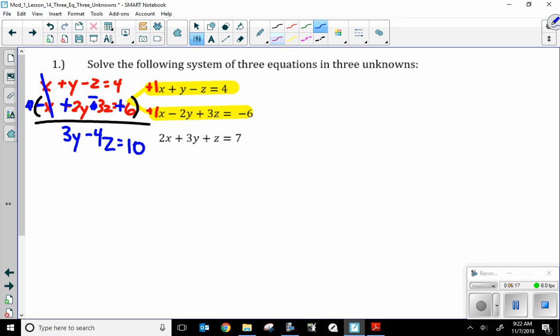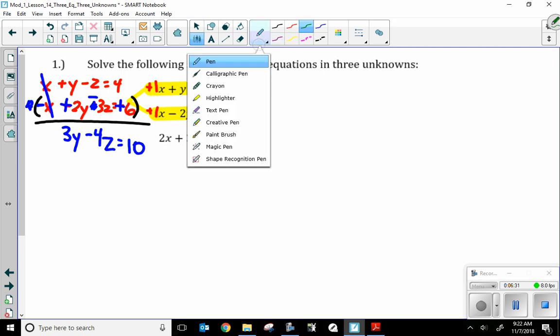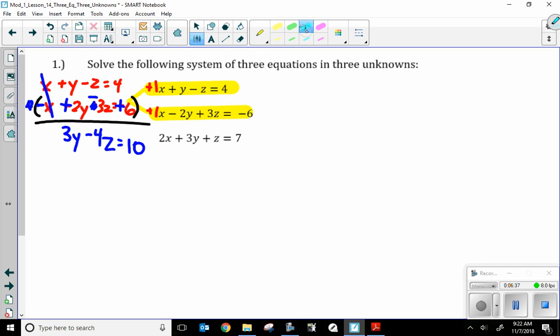Okay, that's one equation with two variables. Now I need a second equation with two variables, and then we can go ahead and solve this. All right, now, what two equations can I pick? I can pick any two equations as long as they are not the same two equations, meaning I cannot pick the first and second one again. I can pick the first one and the third one. I can pick the second one and the third one. I just cannot pick the first two again because I already did.